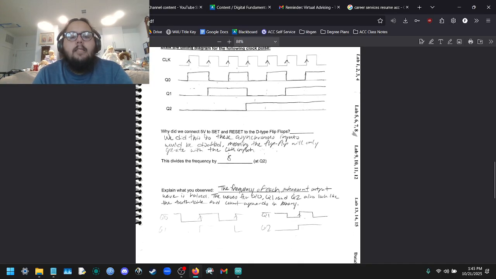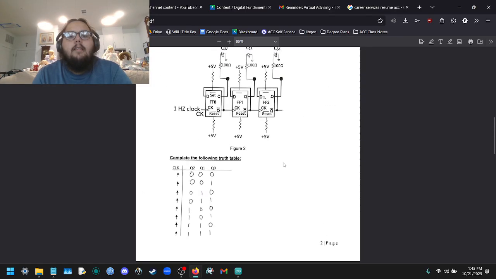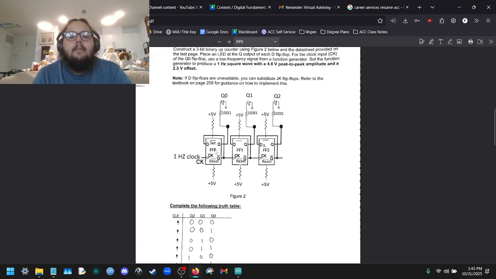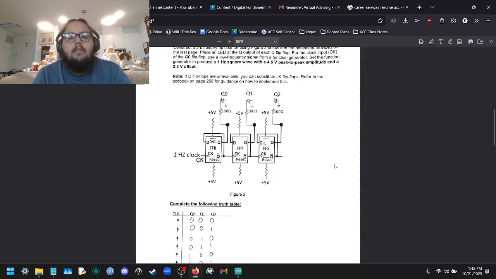And we were asked, why did we connect 5 volts to set and reset of the D-type flip-flops? We did this so the asynchronous inputs would be disabled, meaning the flip-flop will only operate with the CLK inputs. We did that because they are set and reset inputs, and in order for them to not actually have an effect, they have to be connected to the 5 volts.